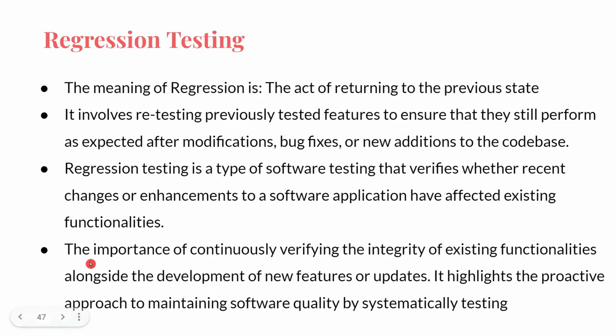Okay. The importance of continuously verifying the integrity of existing functionalities alongside the development of new features or updates. It highlights the proactive approach to maintaining software quality by systematically testing. So regression testing, you will hear a lot of times. We are doing regression testing. That means there is already an application available. Every month there is some kind of modification happening. You are doing a regression testing to ensure that the old functionalities are working. They are not impacted.